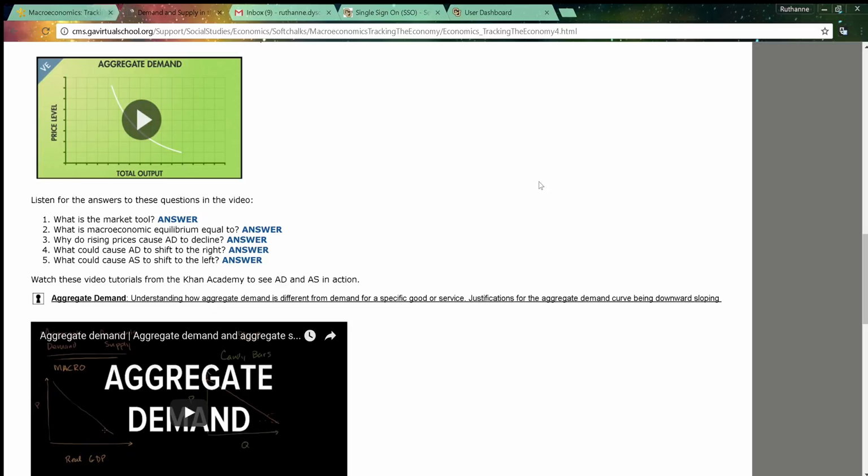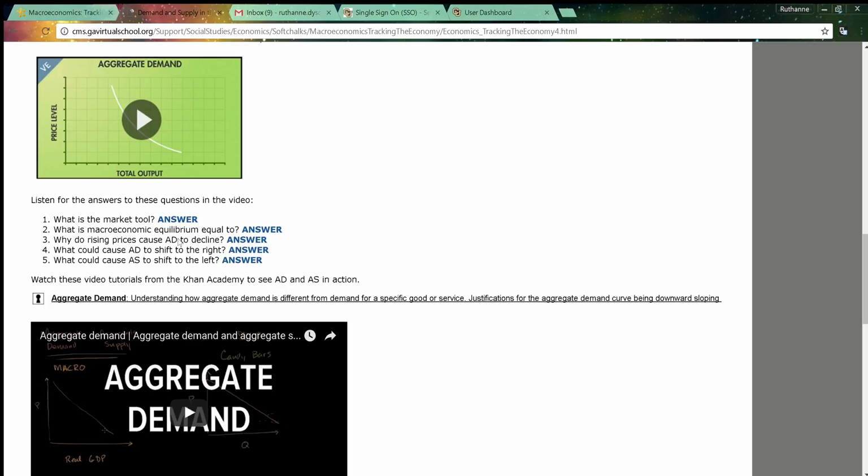It's kind of silly. These last questions, what is the market tool? Okay, market tool, not a real term, but what they're referring to is what is the actual tool, chart, table, graph, what have you, that is being used here to examine the condition of the economy. Pause and think about it. Aggregate supply and aggregate demand graphs. What is the macroeconomic equilibrium equal to? We talked about this before. That's going to be the GDP.